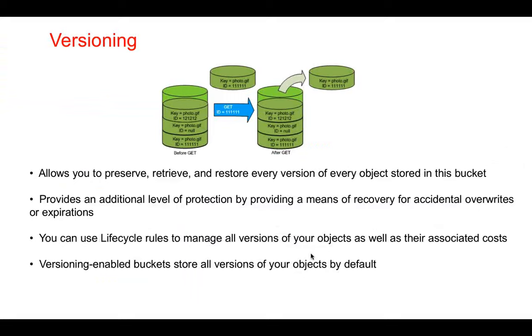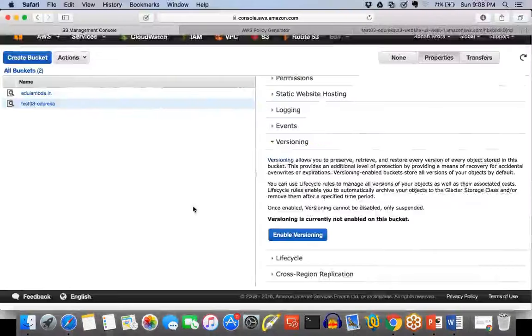Versioning-enabled buckets store all the versions of your objects. So depending upon the timestamps, at what time and date you have uploaded the different copies of the objects, you get different versions of it. Once enabled, versioning cannot be disabled, it can only be suspended. So without going into more theory, we'll just see the power of versioning and how it works for us. Right now, we'll go ahead and click on this thing called enable versioning.